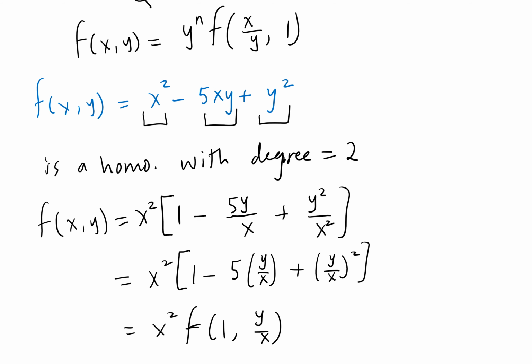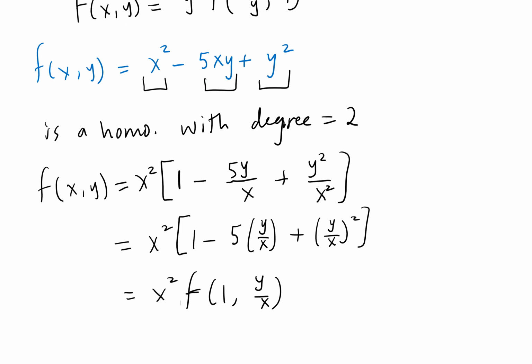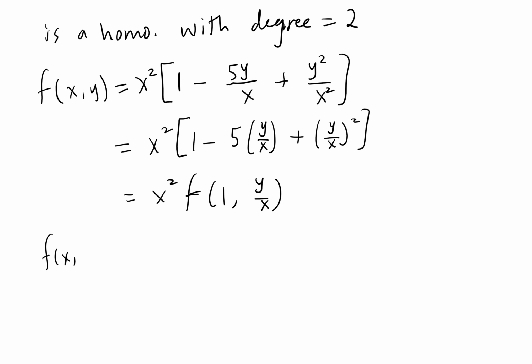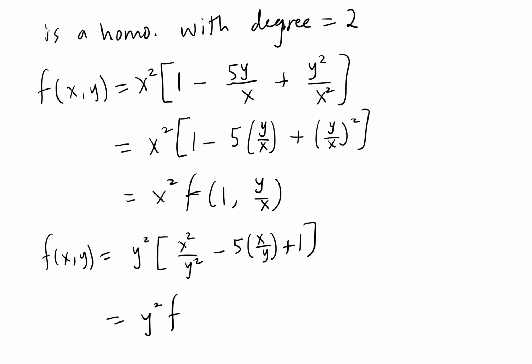Try now on your own to factor y squared out. If we factor y squared instead of x squared, that will give us x squared over y squared minus 5x over y plus 1. That's the same as y squared f of x over y comma 1.